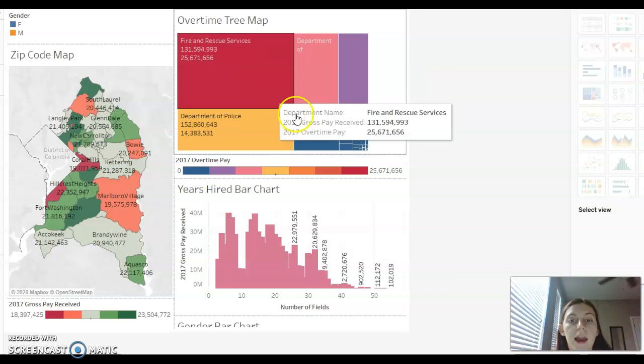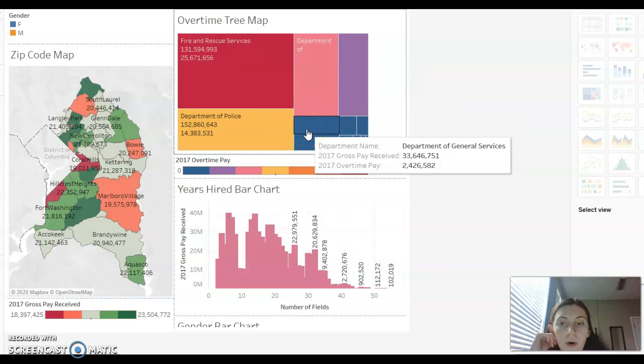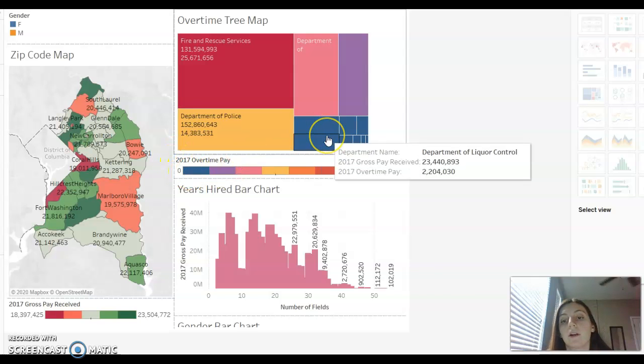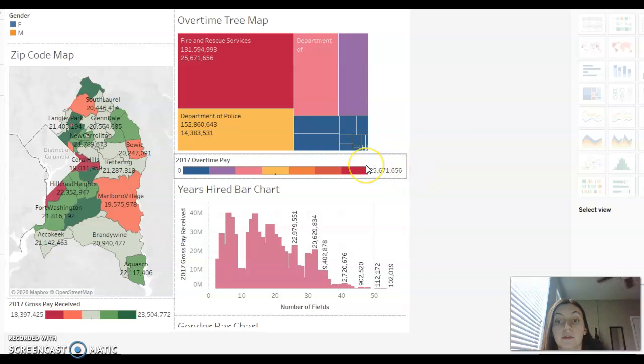131,594,993. And for example, a small little blue one was the Department of General Services, and the gross pay received was 33,646,751, and the overtime pay was 2,426,582. So we included a little key right at the bottom, going from blue being the lower ones with the lower overtime pay, all the way up to red, which is higher, and fire and rescue services happen to be 25 million.